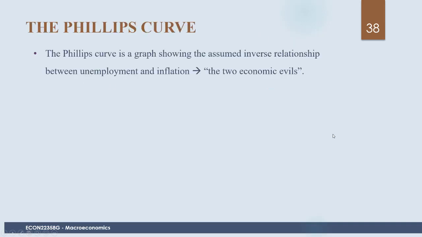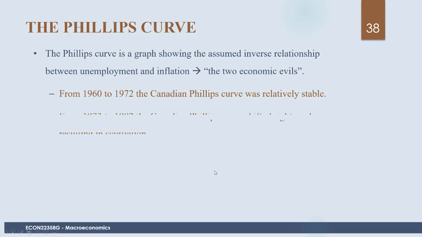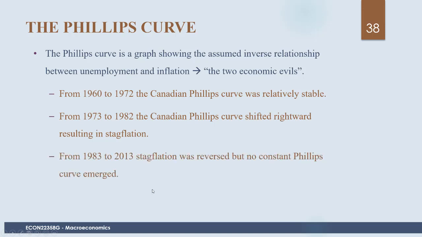Now, the Phillips curve is a graph that summarizes the inverse relationship between unemployment and inflation, which are the two economic evils. From 1960 to 1972, the Canadian Phillips curve was relatively stable. But from 1973 to 1982, the Canadian Phillips curve shifted rightward, resulting in stagflation. Stagflation is where you get an increase in inflation and an increase in unemployment. Really bad. You're getting more of both of the two economic evils. Then from 1983 to 2013, stagflation was reversed, but there was not really a constant Phillips curve emerging.